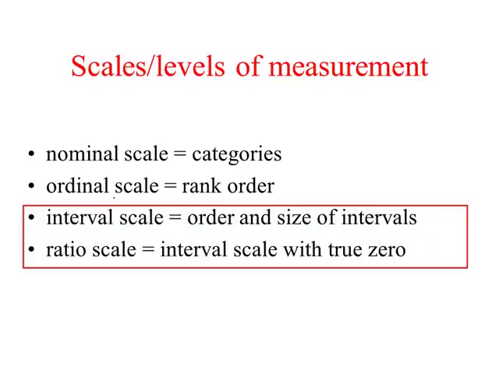Ordinal scale ranks things, so if you had to say your favorite TV shows from 1 to 10, or the order that people finished a race, first, second, third. If you ranked something on a Likert scale from disagree strongly to agree strongly, all of those are on our ordinal scale. The interval and ratio scale are very similar.